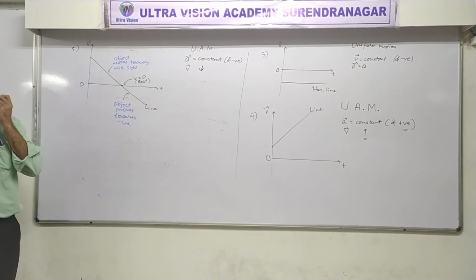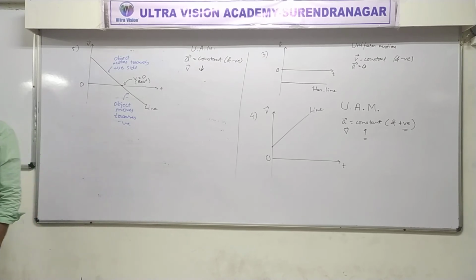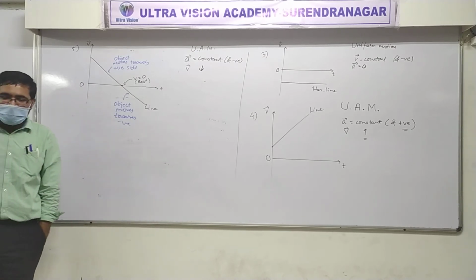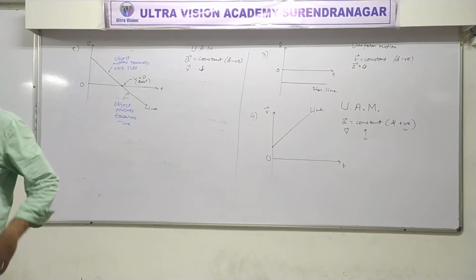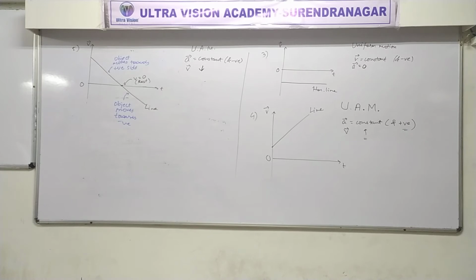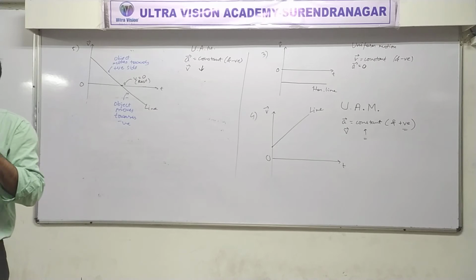So confused, is it? How do we know it is retardation? What's the basic meaning of retardation? If speed should decrease, that's called retardation. And when will that happen? If acceleration and velocity are in opposite directions. Correct. When acceleration and velocity are in opposite sides.